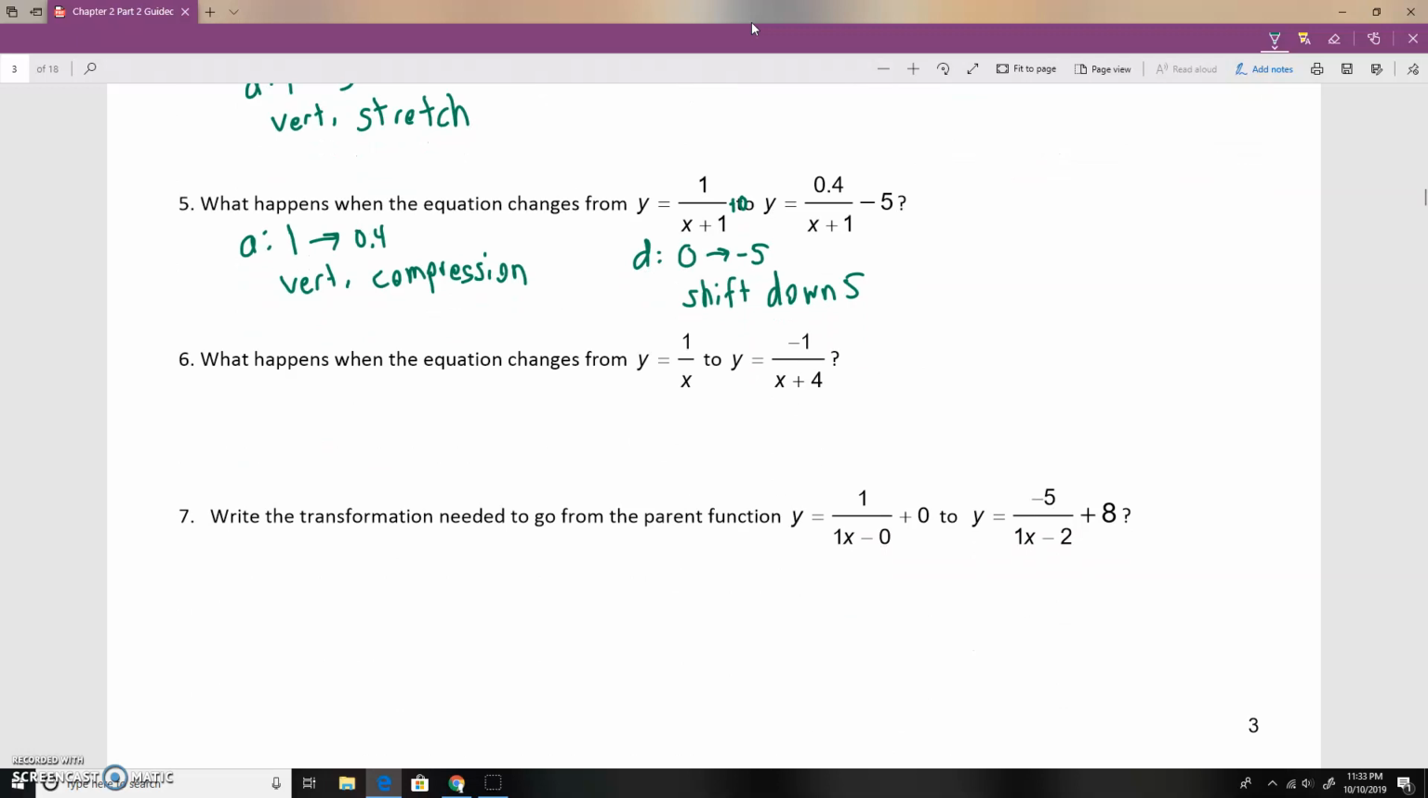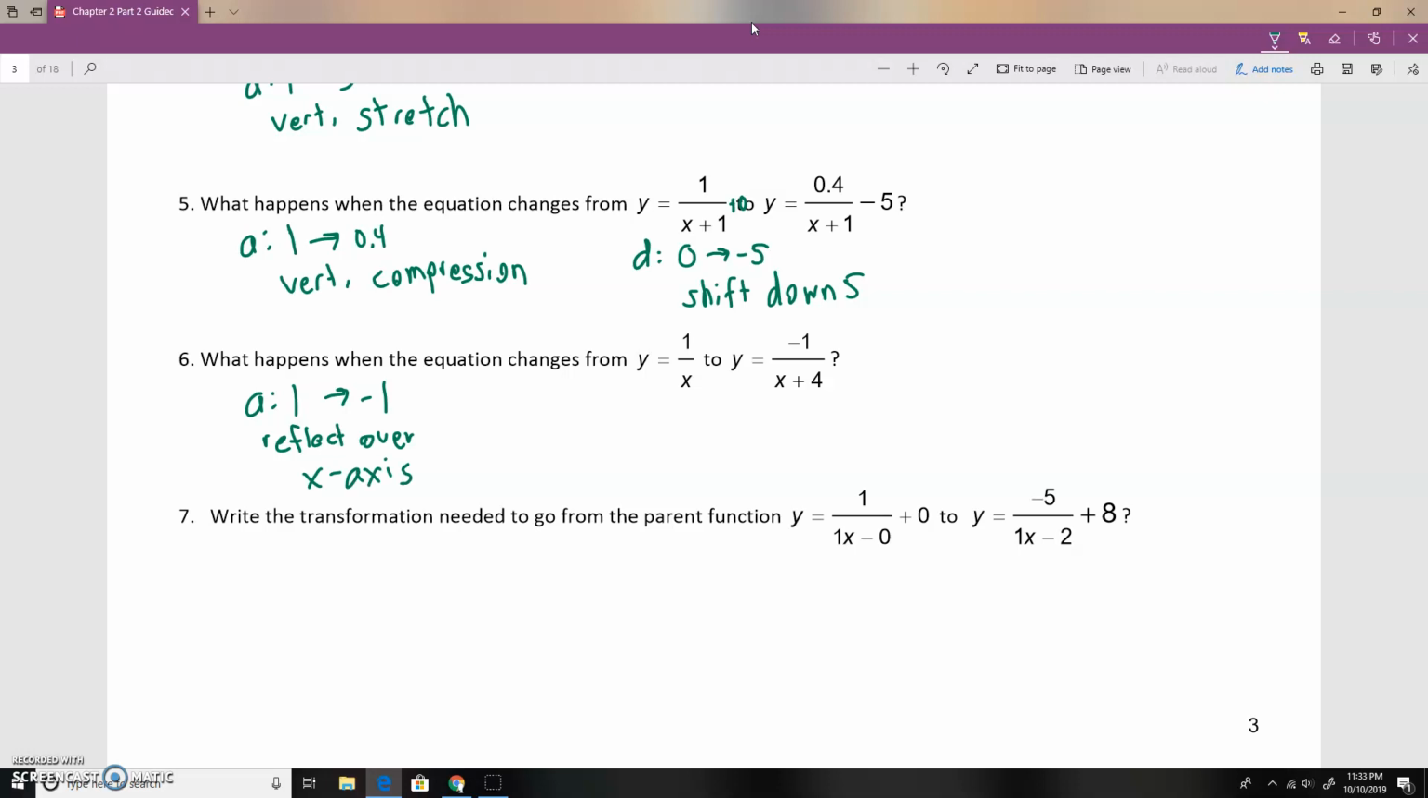All right, so let's look at number 6 now. Number 6, our a isn't really changing values. It's changing from 1 to a -1. If you remember, a negative on the a means it's going to reflect over the x-axis.